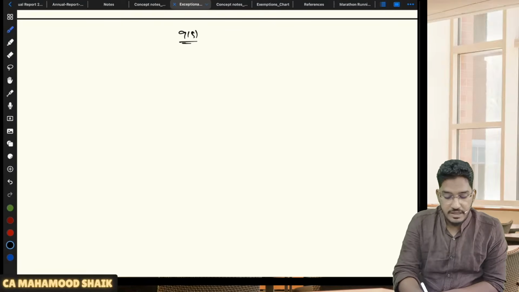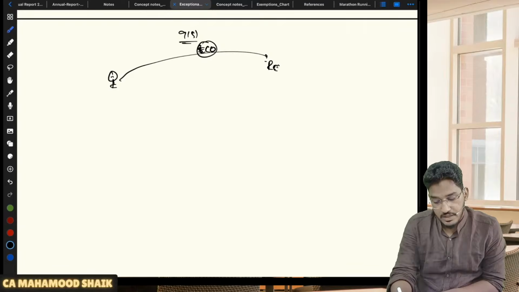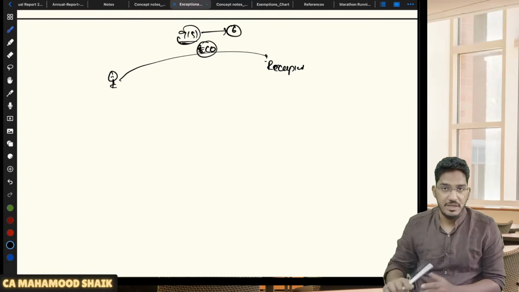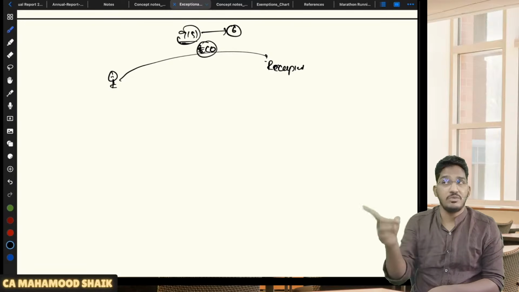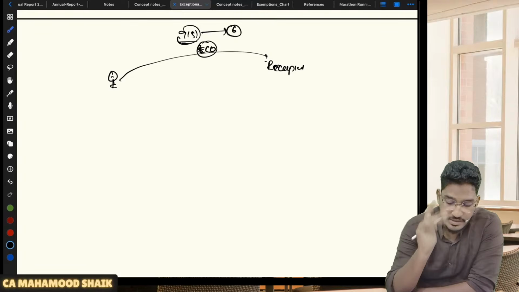The government has notified that if there are suppliers who are making supply of certain specified services through an e-commerce operator to the recipient, not all services, there are some 6 services which are notified under 9 subsection 5. How many? Previously there used to be 5. There was an amendment. One more service got added to the list. So the government has specified 6 services.